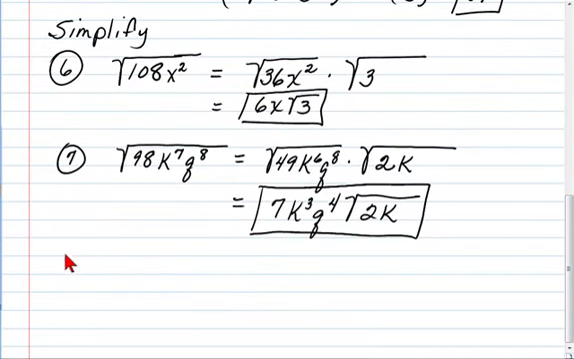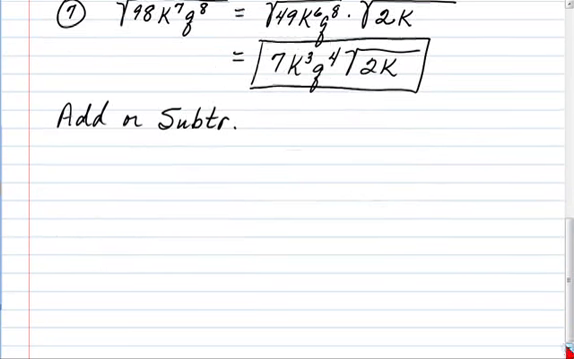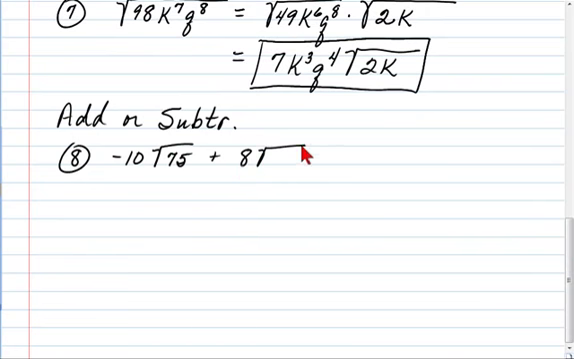Problem number 8, the instructions tell me to add or subtract. Once again, it says assume all variables represent positive real numbers. I'm not going to write that, I've just said it. Problem number 8 has negative 10 times the square root of 75 plus 8 times the square root of 108 plus 5 times the square root of 192. And I'm going to make myself some workspace down here.